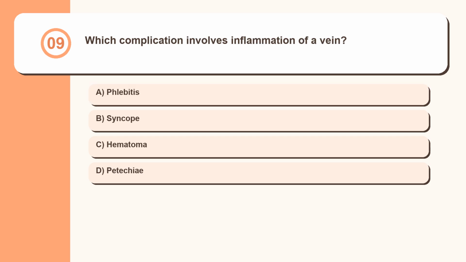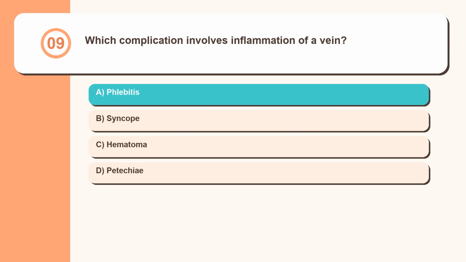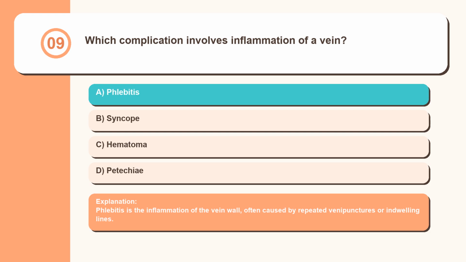Question 9. Which complication involves inflammation of a vein? Phlebitis, syncope, hematoma, petechiae. Phlebitis is the inflammation of the vein wall, often caused by repeated venipunctures or indwelling lines.